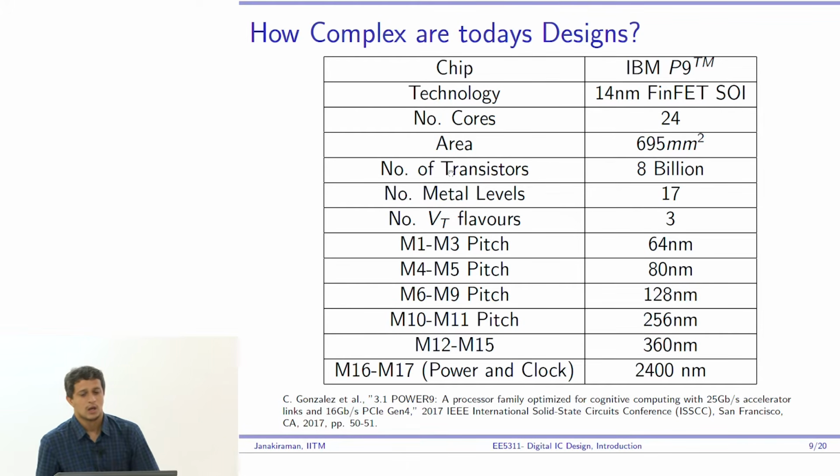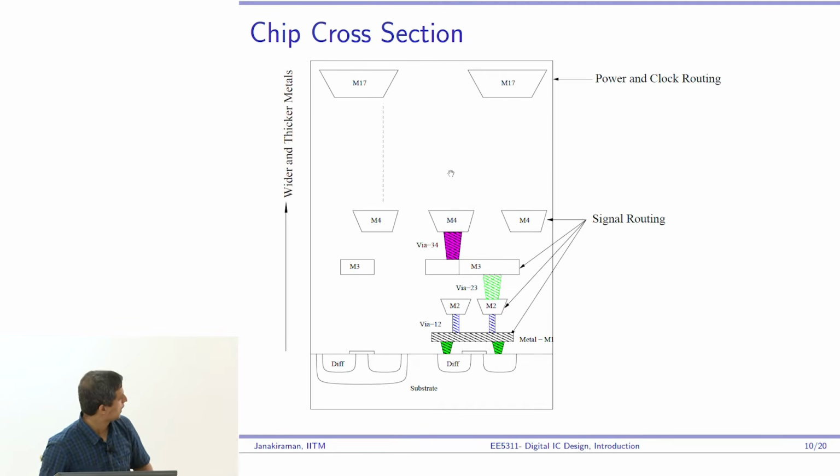Okay, so the number of metals. What is a metal? Let me just give you a quick illustration here of what the manufacturing process looks like. Right below you have the substrate, then you have the transistors. This DIFF stands for diffusion. We'll come to what those diffusions are. So this is an NMOS transistor, this is a PMOS transistor, right? We'll define all that more formally in some time.